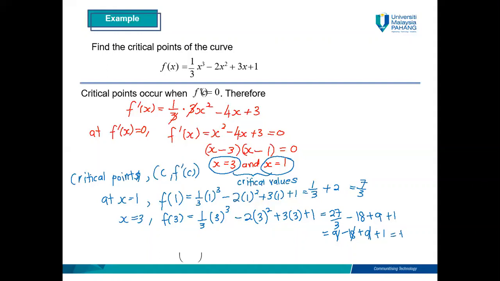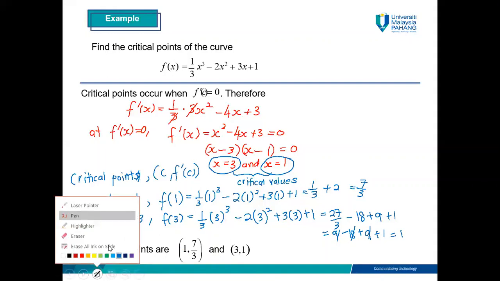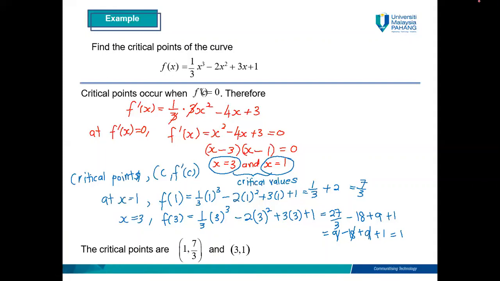Therefore, what are the critical points of the curve? The critical points are (1, 7/3) and (3, 1). So that is the answer. Okay, understand? Understand, class?